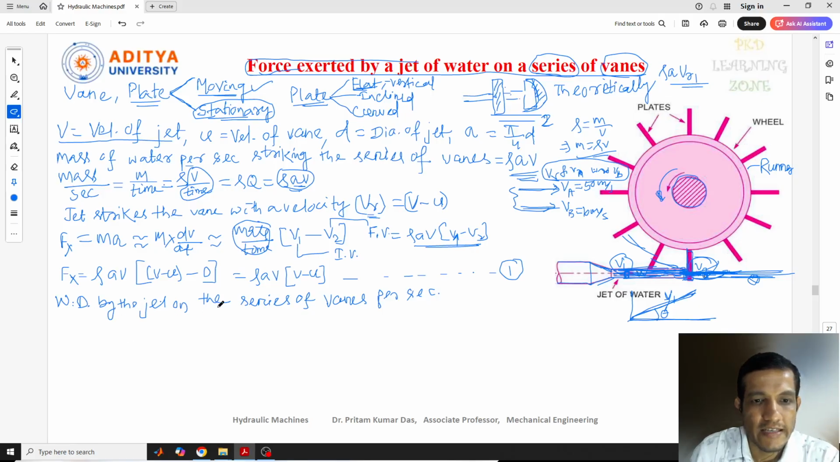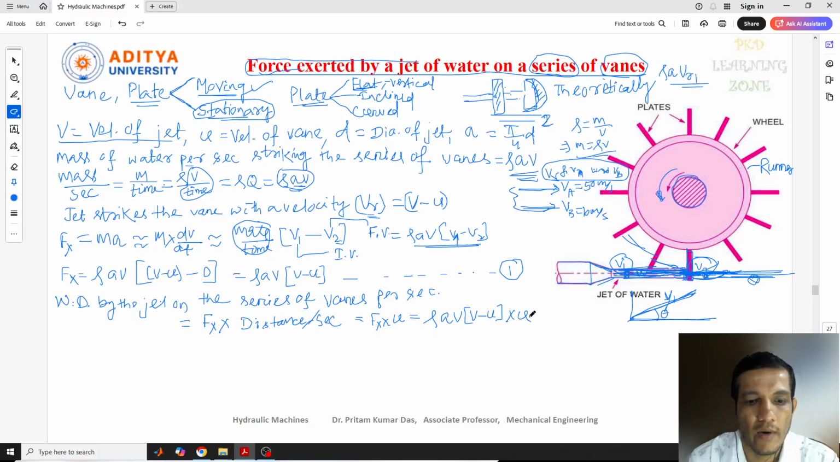Similarly, work done by the jet on the series of vanes per second is equal to, we can write, force in the direction of motion and the distance per second, that is distance per second in the direction of force. So we can write this is nothing but Fx into u, and already we got the value of Fx, rho a v bracket v minus u bracket close, into u. So this is the work done by the jet on the series of vanes per second.